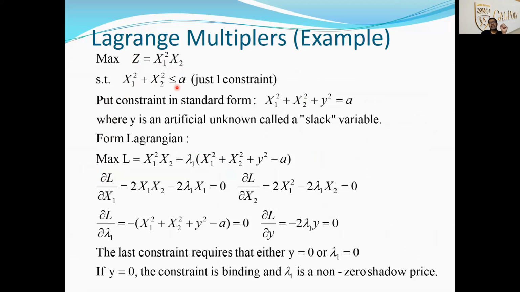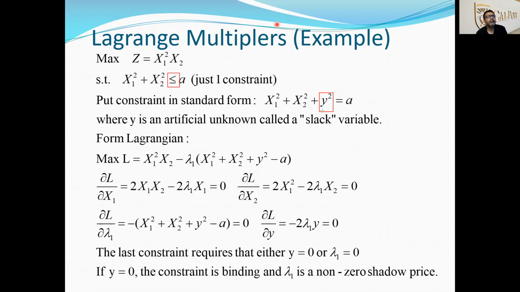Now, the good thing is that even if your constraint is an inequality, you can see here that my constraint is in fact an inequality, right? If my constraint is an inequality, I need to convert that into an equality. And we do that using a slack variable called y squared.